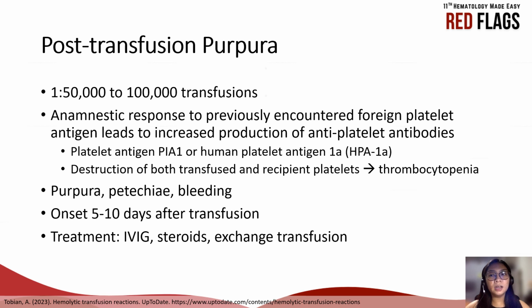These antibodies cause destruction of both transfused platelets as well as bystander destruction of the patient's own platelets, leading to thrombocytopenia. Patients with PTP can present with severe thrombocytopenia sufficient to cause purpura, petechiae, and clinically significant bleeding. The onset is approximately 5 to 10 days following transfusion, and the thrombocytopenia often lasts for days to weeks. The preferred therapy for PTP is IVIG, and high-dose glucocorticoids have been useful in some patients, as well as exchange transfusion.